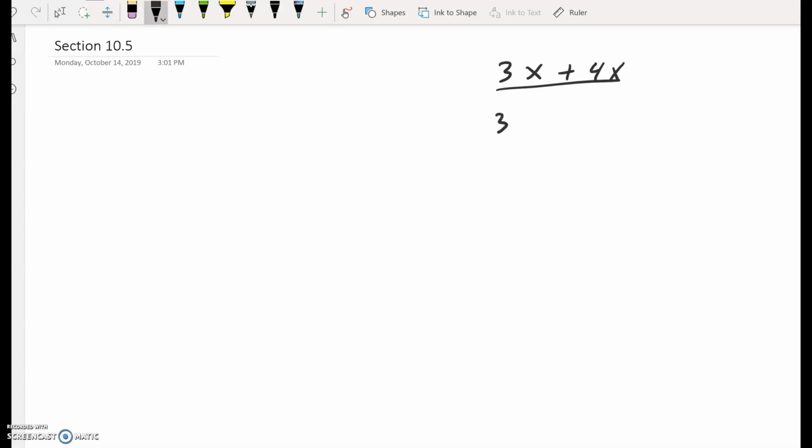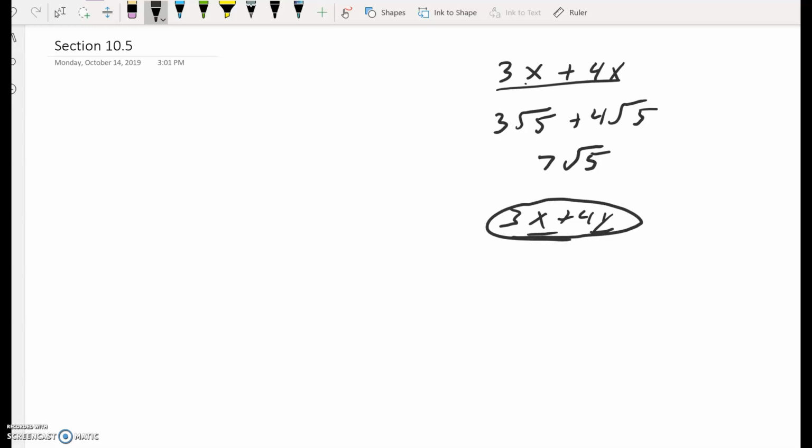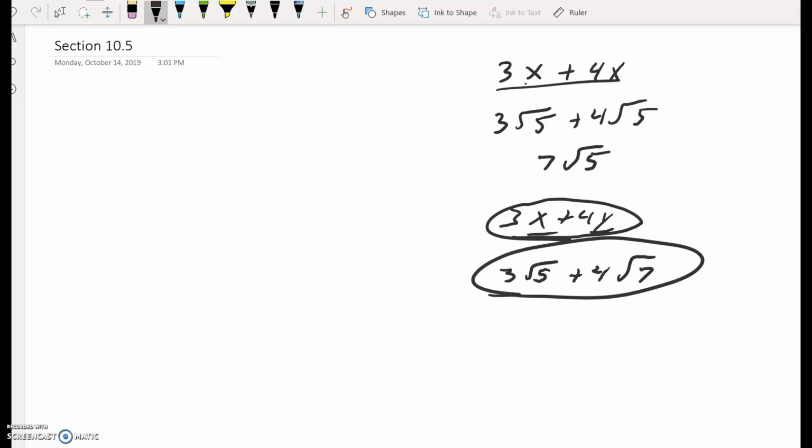So specifically, if x is the square root of 5, this means that 3 square roots of 5 plus 4 square roots of 5 is 7 square roots of 5. Just the same as x's. Now if you had 3x plus 4y, that would be trouble because you can't add things that are not alike, and so here you would just be stuck. So if you have 3 times the square root of 5 plus 4 times the square root of 7, you are just stuck. There's nothing you can do.